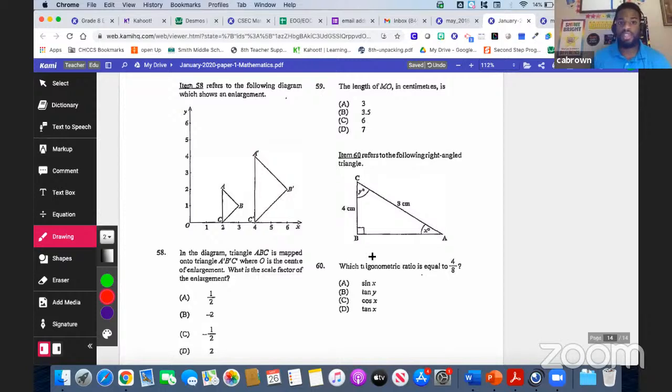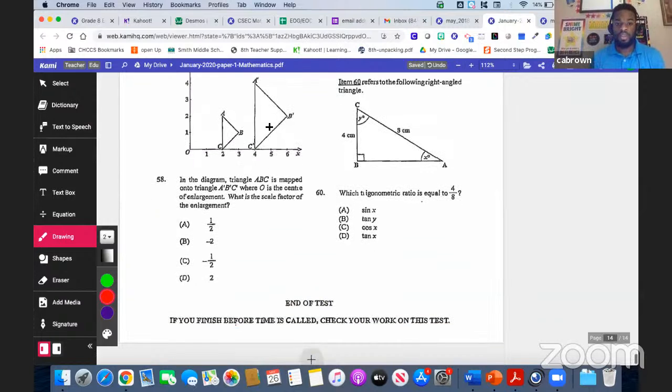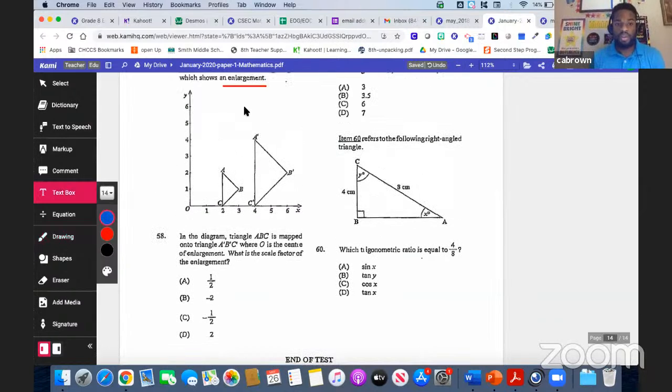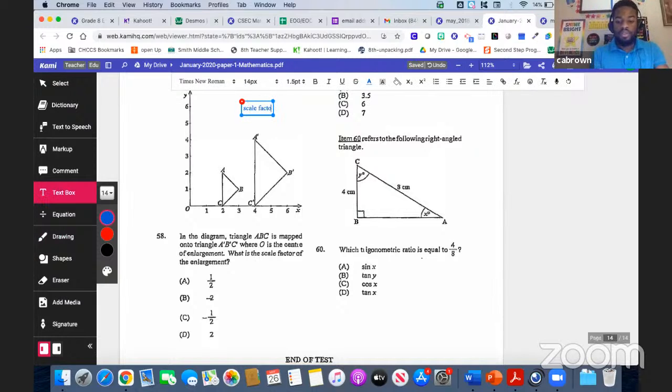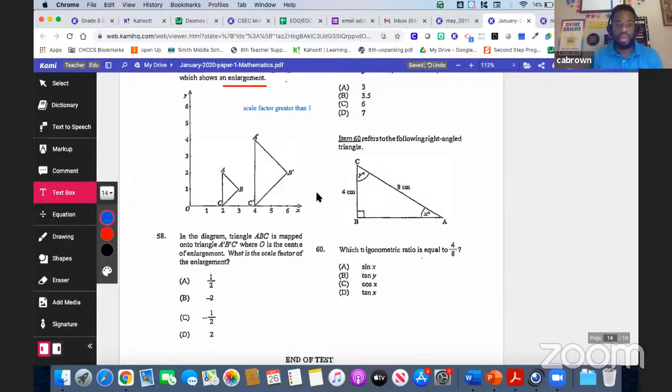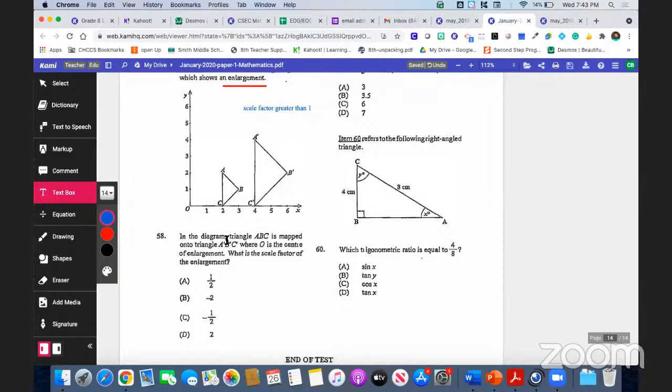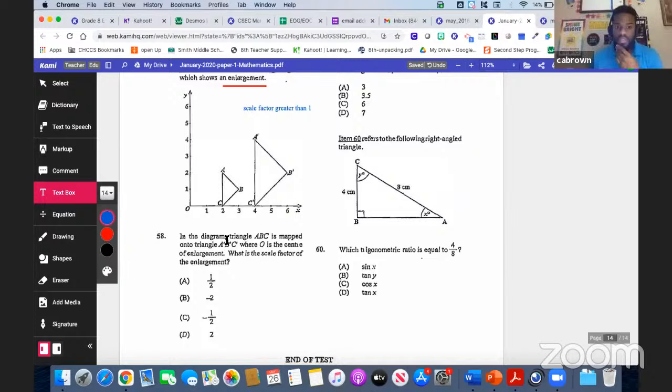58. Item 58 refers to the following diagram, which shows an enlargement. Enlargement means that it will get bigger. It means that the scale factor is greater than 1. So it becomes bigger, scale factor greater than 1. All right, let's prove it. In the diagram, triangle ABC is mapped onto A prime, B prime, C prime with O as the center. What is the scale factor of the enlargement?